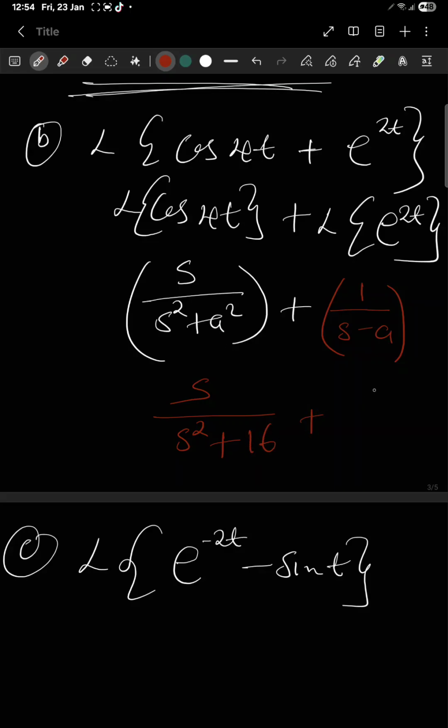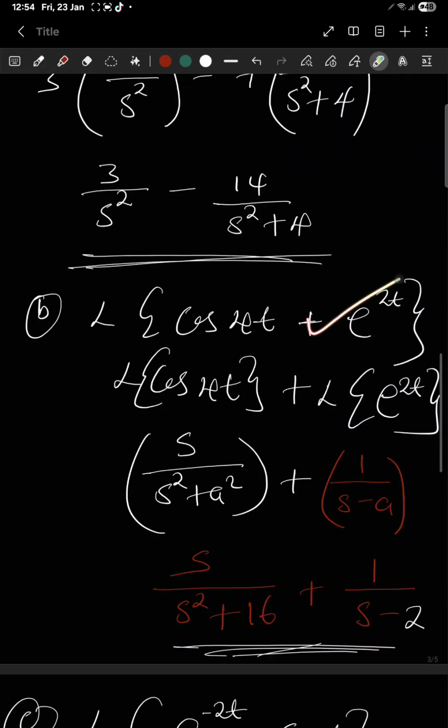Then plus, here also you have 1 over s minus, what's our a? Our a in that case is this 2 which is here, because we know that it is e to the power at. So our a is going to be 2. So that means this becomes our final answer if we are to solve this Laplace transform like that.